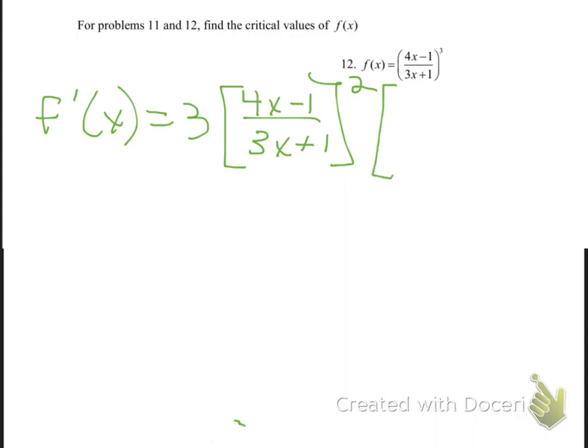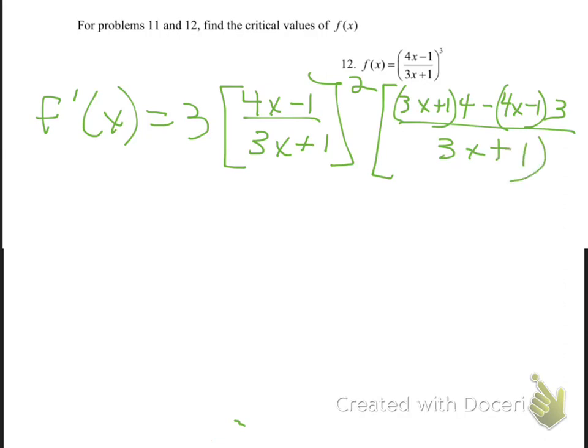So I'm going to start with a box. That's going to be low d high minus high d low, all over low squared. Oops, let me just clean that up: 3x plus 1 squared. Okay, so that's what I have so far.